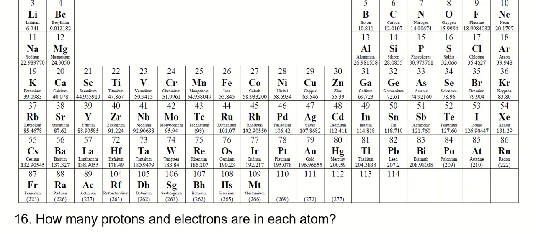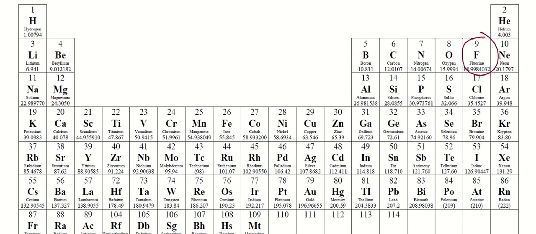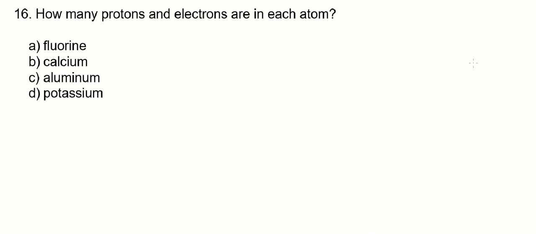Fluorine is number 9. It's right up here in the top right. That is the atomic number, the smaller whole number. That tells you the number of protons. So we know fluorine has 9 protons, which are positive charges, and therefore it must have 9 electrons to balance out those positive charges. Electrons are negative.